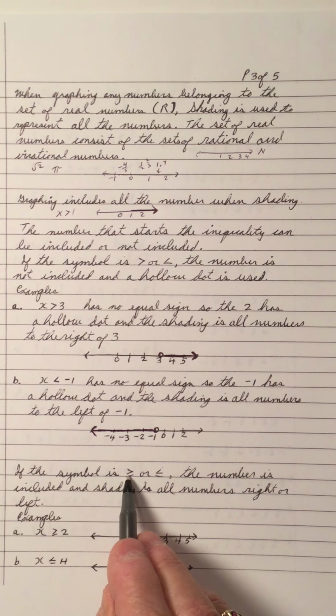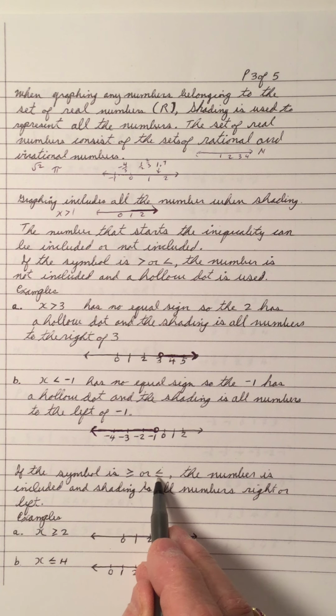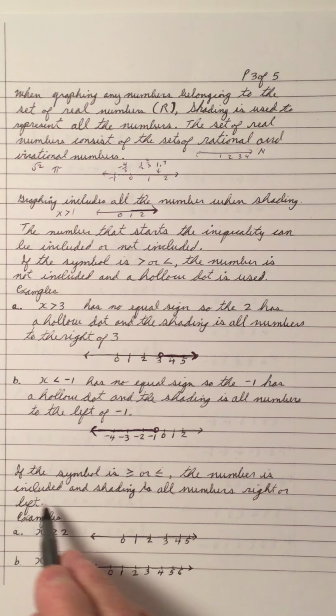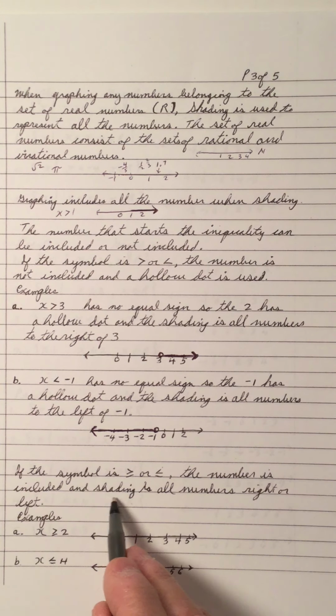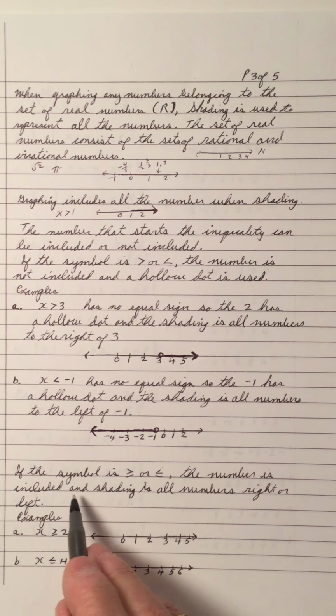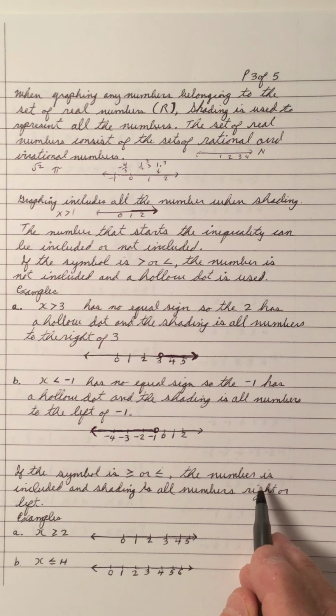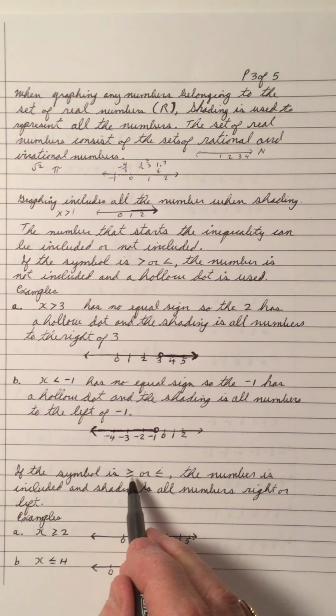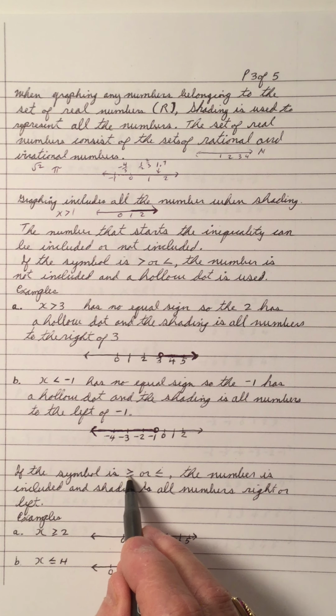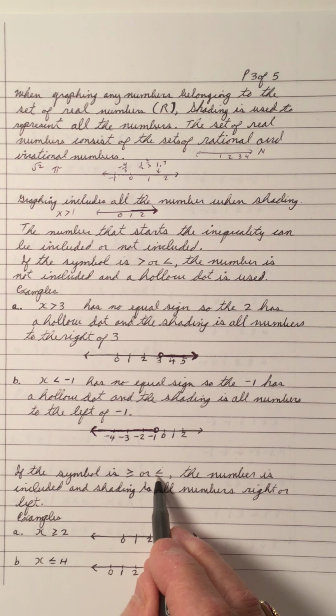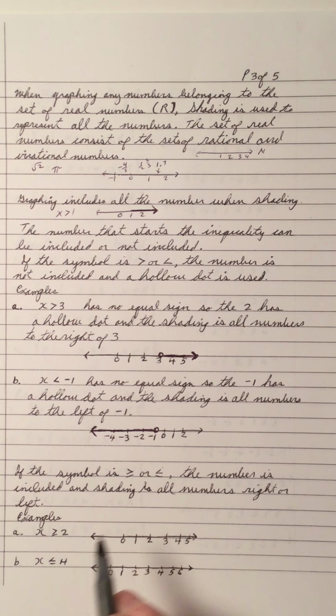If the symbol is greater than or equal to, pointing to the right, or less than or equal to, the number is included. And the shading is to all numbers to the right or left. Those are examples. So notice this is greater than or equal to, so that includes the number and all the numbers to the right. Less than or equal to includes the number and all numbers to the left.